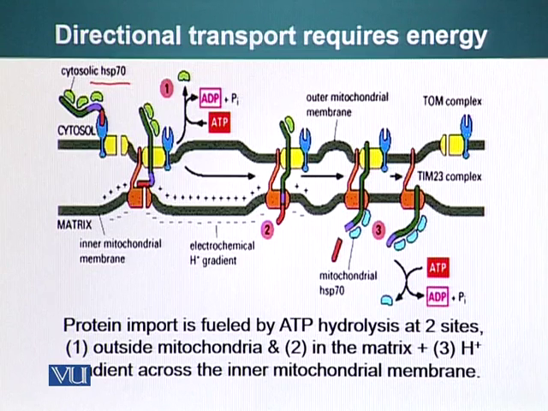Additionally, I would like to mention that straight proteins can enter through the TOM complex, to the pore of the complex, without spending any additional energy.